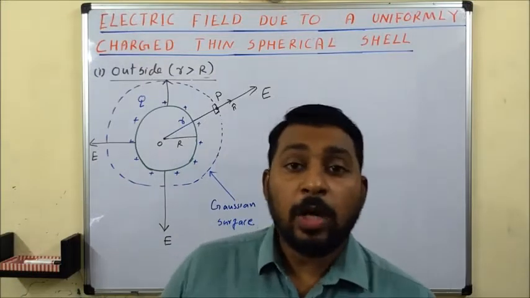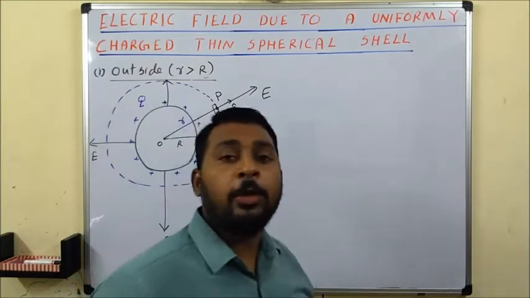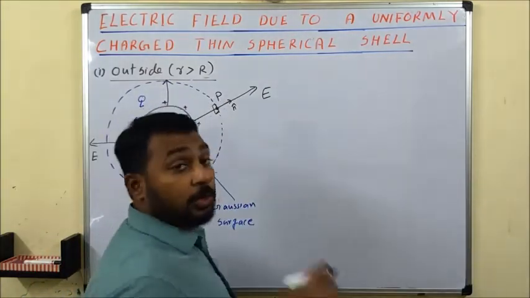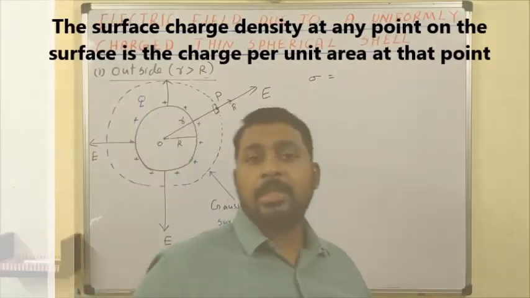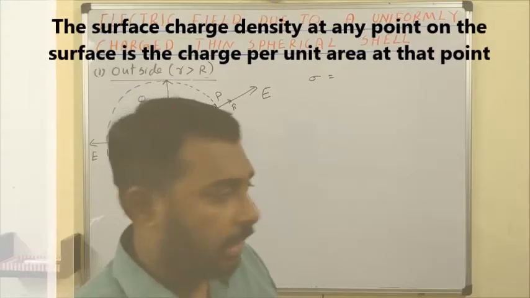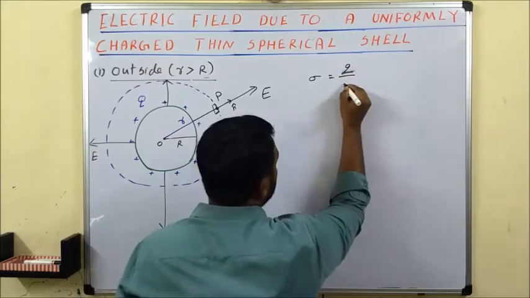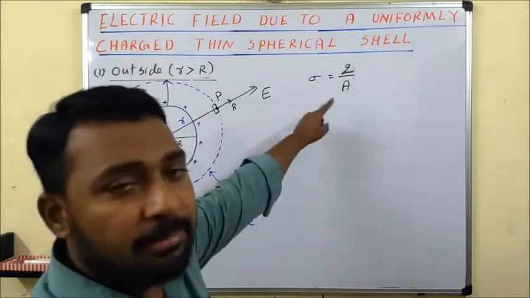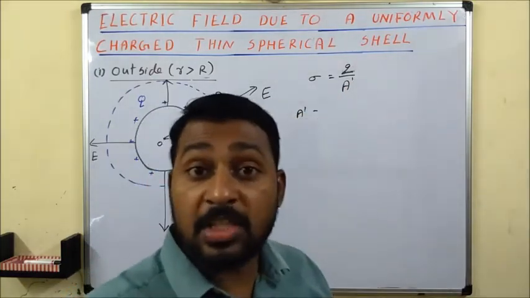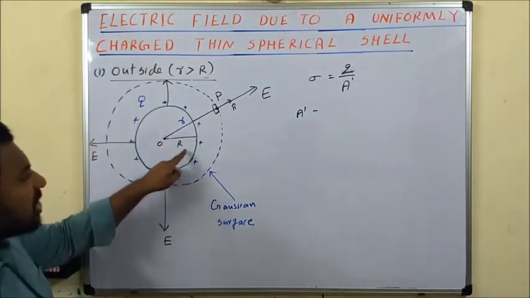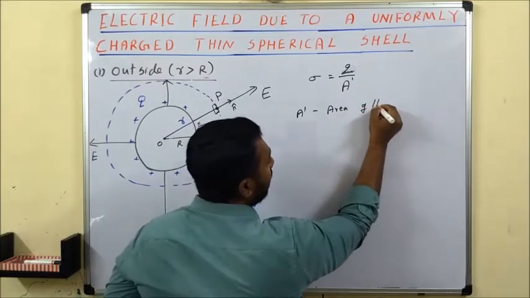We have one more formula for the electric field outside the shell. So we are going to derive that new formula. We know surface charge density is sigma. Surface charge density means the charge per unit area, so that is Q by A. Here I'm writing it as A dash, where A dash is the area of the charged body. What is the charged body? It's a shell only. So A dash is the area of the shell.